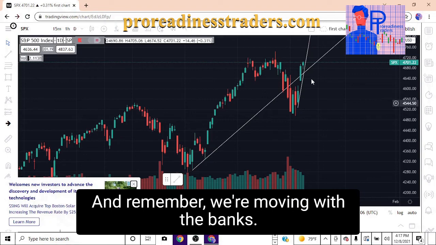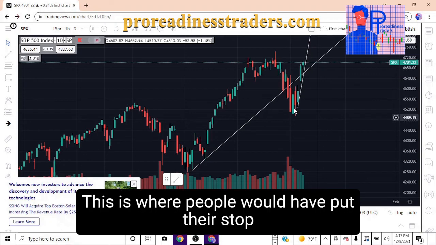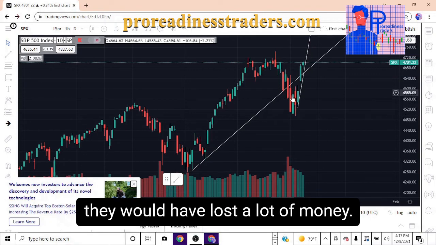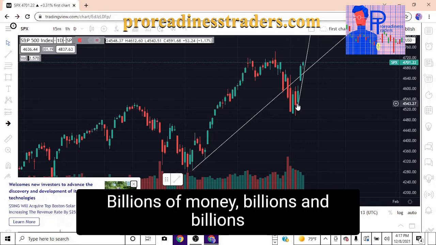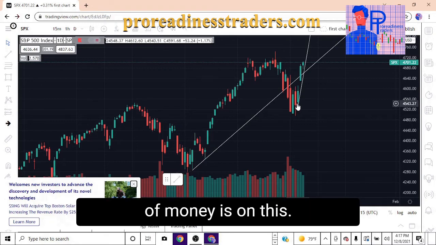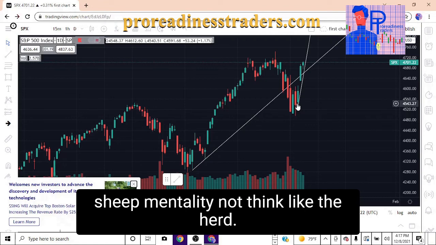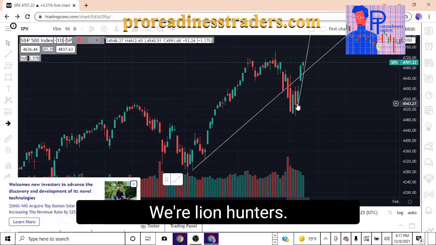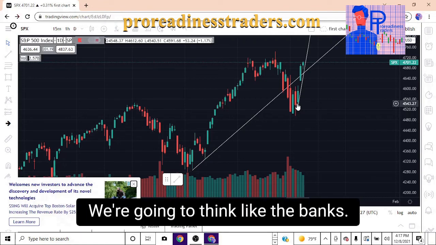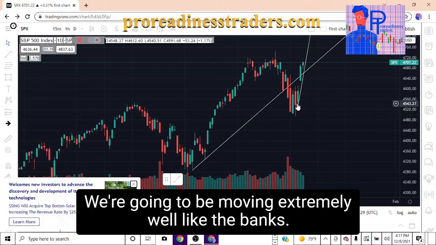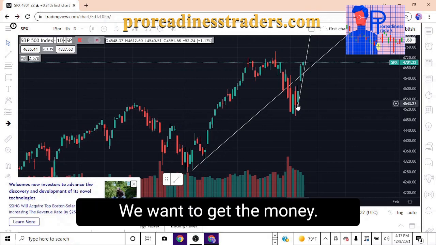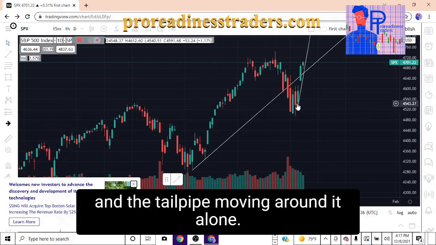And remember, we're moving with the banks. This is where people would have put their stop losses, and they would have kicked them out, and they would have lost a lot of money. Billions and billions of money is on this, you know. So it's very important to not have that sheep mentality, not think like the herd. We're predators, we're lion hunters. We're going to think like the banks. We're going to be moving extremely well like the banks, you know. We want to get the money. We don't want to fall for the banana in the tailpipe. Okay, moving right along.